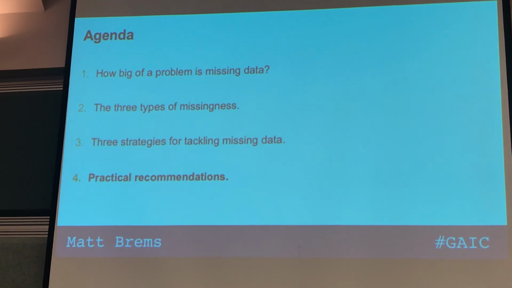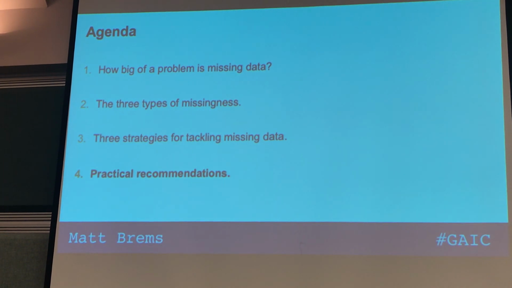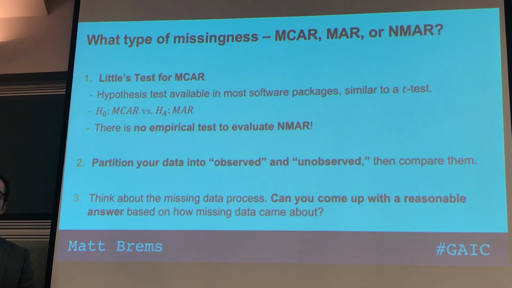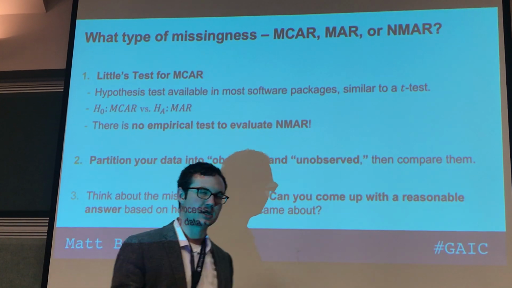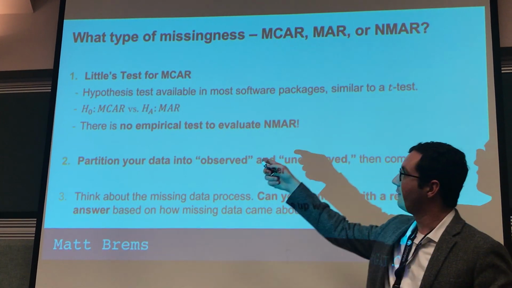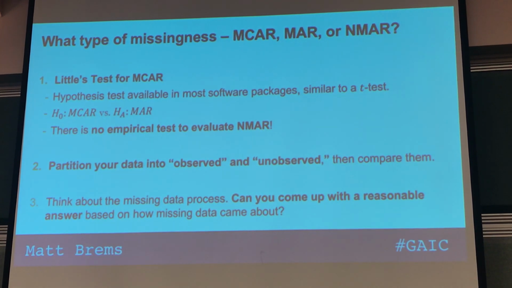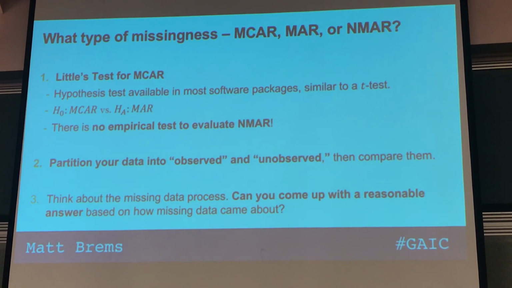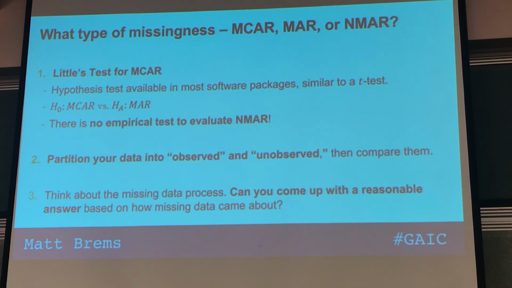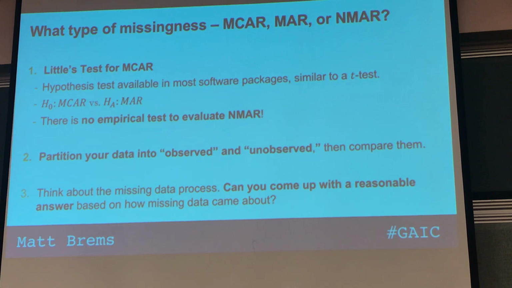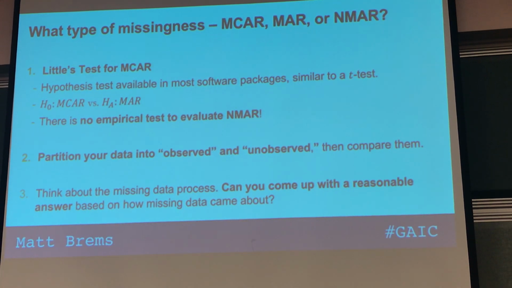The last thing, practical recommendations. As you practically tackle missing data, first, try and figure out what type of missingness you have. There's a couple of ways to go about this. First, there's something called Little's test for MCAR. It's a hypothesis test that assumes that your data are missing completely at random, and the alternative hypothesis would be that your data are missing at random. It's very similar to the student's t-test, or a multivariate version of that.